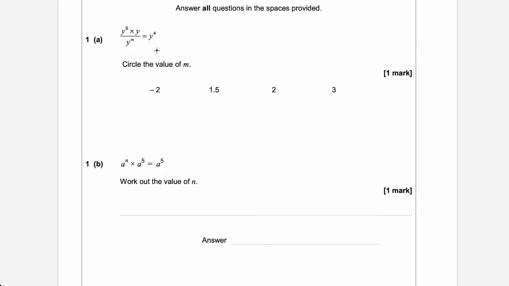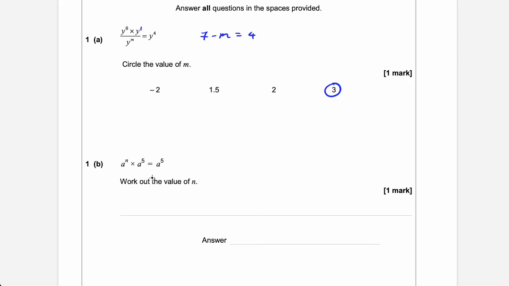Okay, so here's a circle the value of m. Okay, the answer, guys, is 3. I'll tell you why. This is, if you like, y to the 6 times y to the 1. So 6 plus 1, remember you add the powers of the indices, gives you 7. And it's 7 minus what gives you 4. So 7 minus m equals 4. It's only 1 mark, guys. You don't have to show any working. But it's 3, because 7 minus 3 is 4.